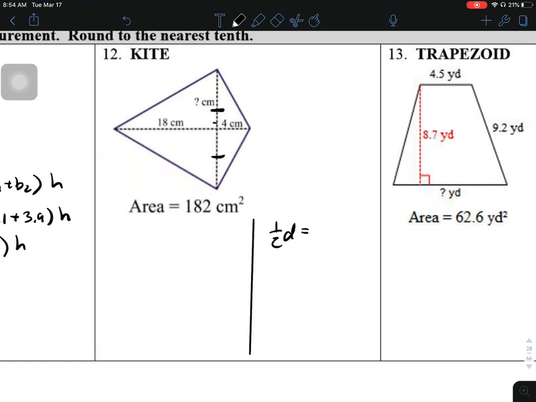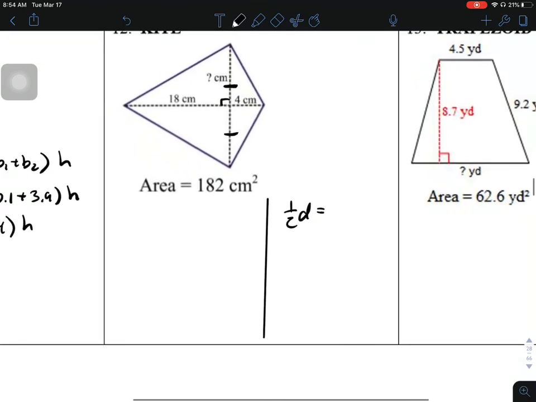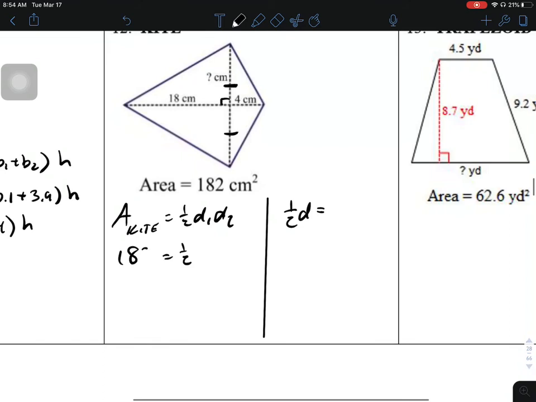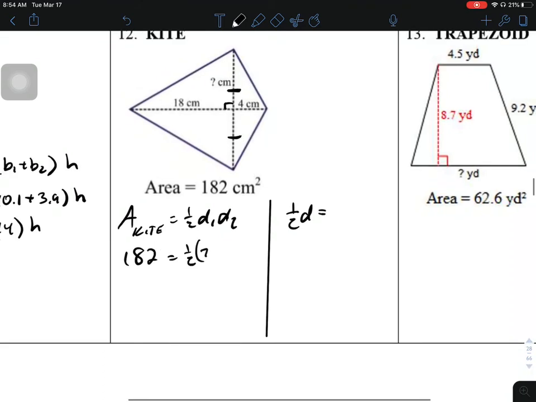In a kite, the diagonals are always perpendicular, and one diagonal is cut in half, the other one is not. To find the area of a kite, it's 1/2 the product of the diagonals. We know what the area is. It's 182. One of the diagonals is 18 plus 4, which is 22. And we don't know the other diagonal.